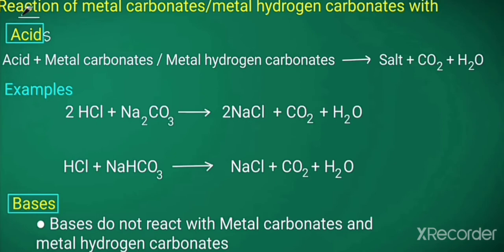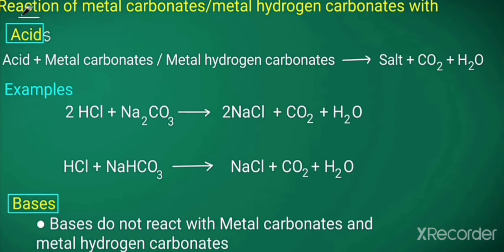Okay, Na2CO3, NaHCO3. These react with acid, what will happen? And these react with base, what will happen? These are the questions that arise. Here, acid reacts with metal carbonate. There is a formation of salt, carbon dioxide and water. For example, HCl reacts with sodium carbonate. There is a formation of sodium chloride, carbon dioxide and water.